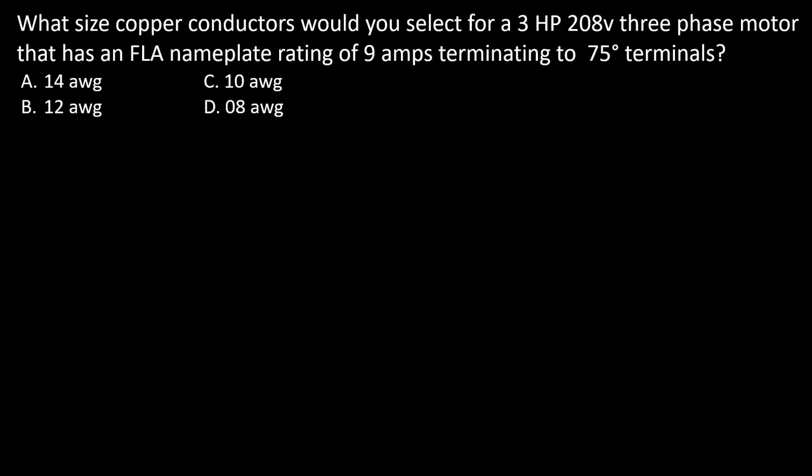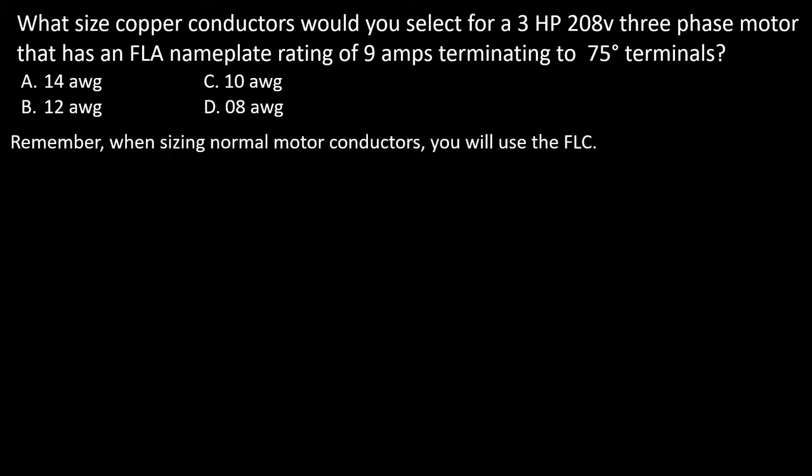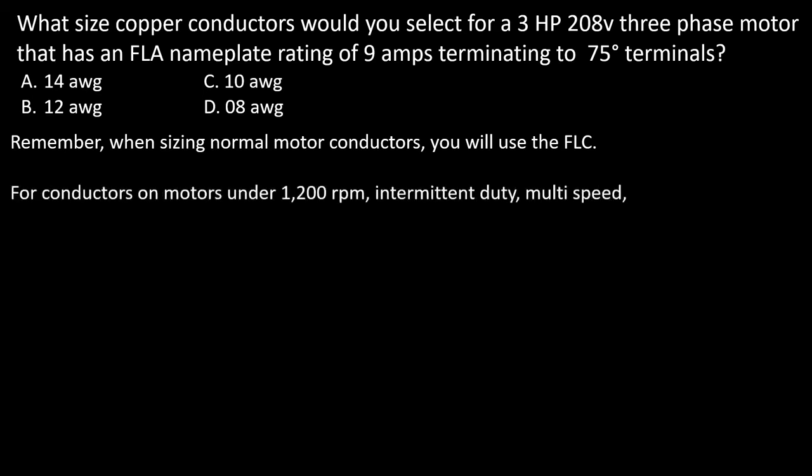What size copper conductors would you select for a 3 horsepower, 208 volt, 3-phase motor that has an FLA nameplate of 9 amps terminating to 75 degree C terminals? Remember, when we're sizing normal motor conductors, we're going to use the FLC. For motors that are 1200 RPM or less, intermittent duty, multi-speed, or for high torque, you will use the nameplate current rating. I just want you to have that in the back of your mind.